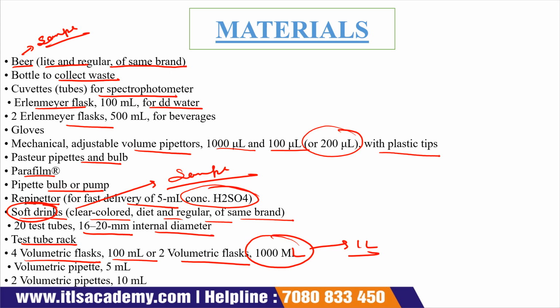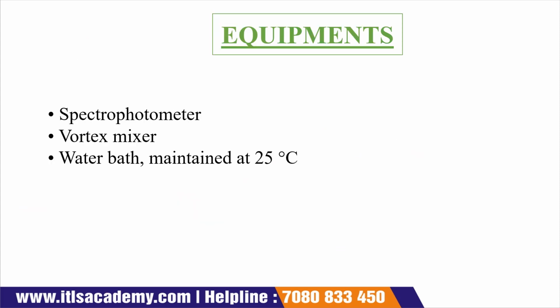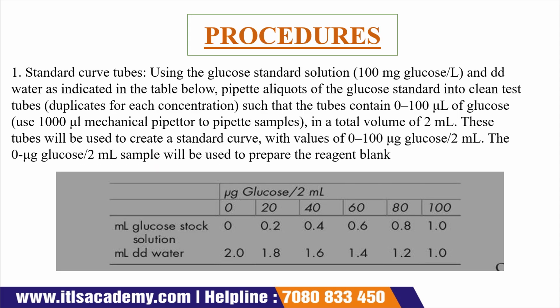Okay, so we require around 6 volumetric flasks, in which 4 volumetric flasks are for 100 ml and 2 for 1 liter. We also require volumetric pipettes: 1 of 5 ml and 2 of 10 ml. Now the next one is the equipment required. We require only 3 pieces of equipment for performing this experiment: the spectrophotometer, a vortex, and a water bath which maintains the temperature at 25 °C. Now the next one is the procedure.